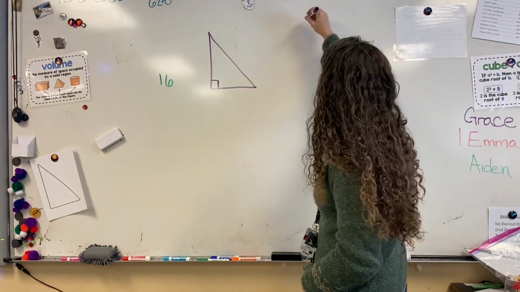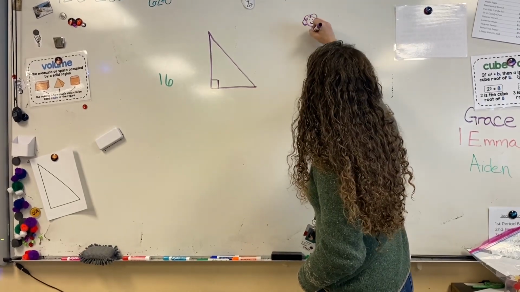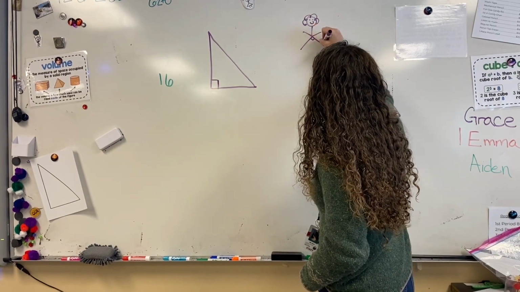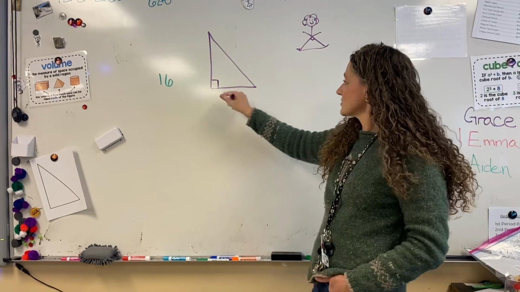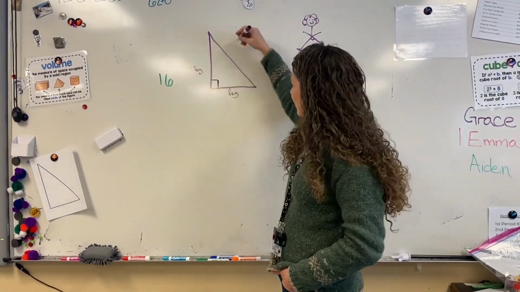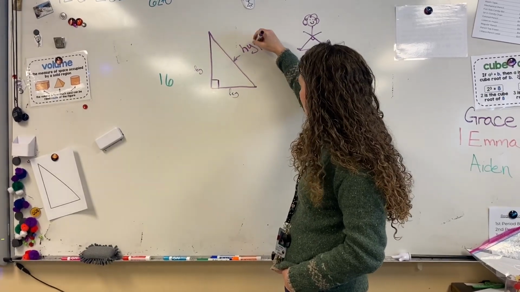And the reason they're called legs is we could actually kind of make a very, very freaky looking person, and this is a right triangle, and these are their legs, okay? So this is a leg, and this is a leg. And this is called a very long word called a hypotenuse.